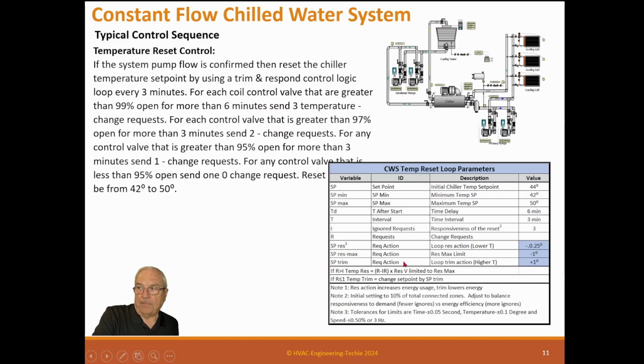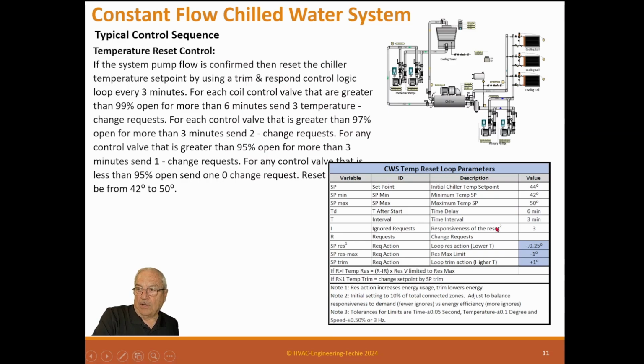And then when we trim, going to higher temperature trimming, it's 1 degree also. And if you want trimming faster or slower, you change these so they're not equal. That's up to you, how you want the response of that loop to be. The formula is, if the resets are greater than the ignores, then the temperature is R minus IR times the res value. So 0.25, we're going 0.25. If you get 3 of those, it's 0.75. You get 4, it's 1. If you get 5, it's still 1 because it's the maximum.